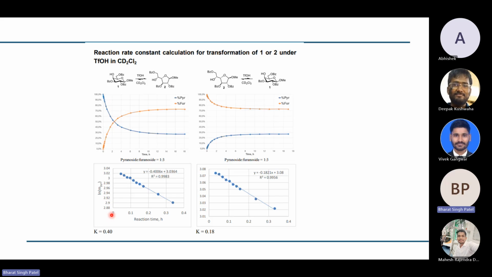Here they determined the rate constant. As you can see, as the time is increasing, the pyranoside is coming down and the furanoside is coming up, which means the concentration of the furanoside is increasing. Even when they took the pyranoside, under the same condition the furanoside is not coming, which means the concentration of the pyranoside is not increasing over time.